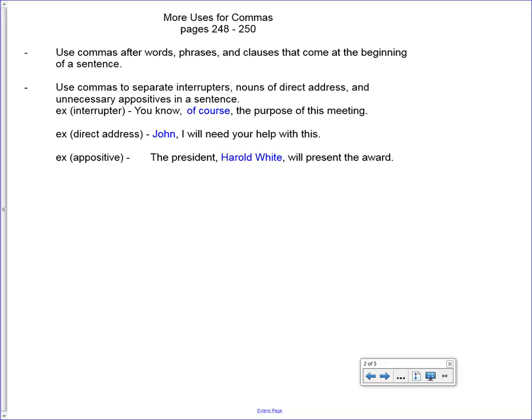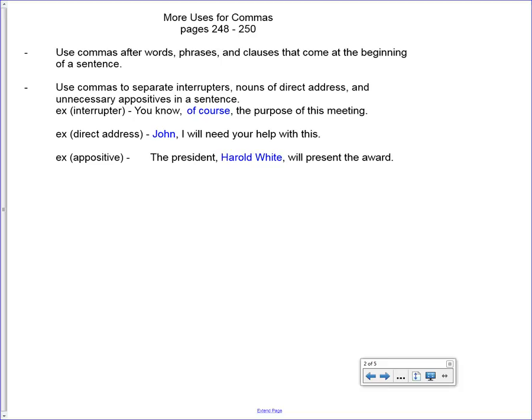Direct address is a person that you are speaking to. It could also be a group. John, comma, I will need your help with this. John is direct address. Again, it gets a comma after it because you can take it completely out of the sentence. I will need your help with this still makes sense.